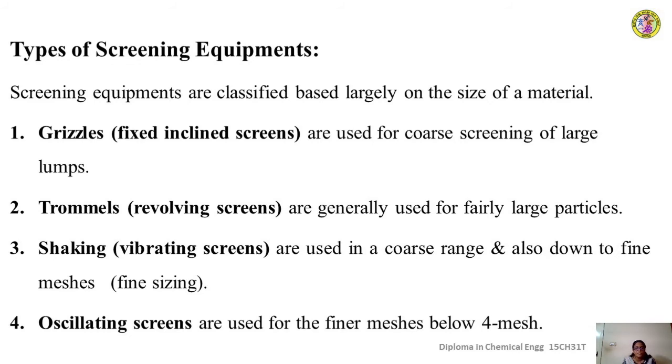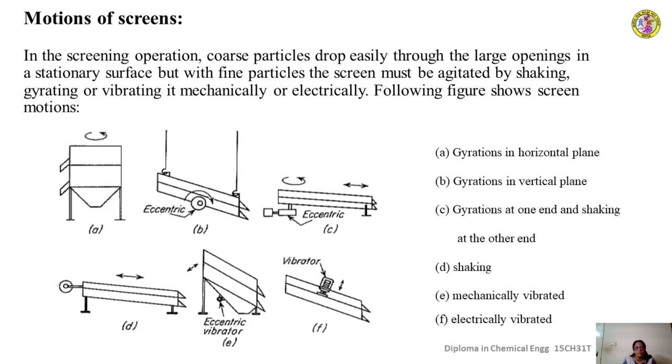Then trommels or revolving screens are used relatively for larger particles. Shaking and vibrating screens are more suitable for fine sizing, fine material separation. They can also be adopted for the coarse range. Then the oscillating screens are mainly employed for finer material of a size below 4 mesh. This typical diagram shows how the different kinds of motions are given to screens.